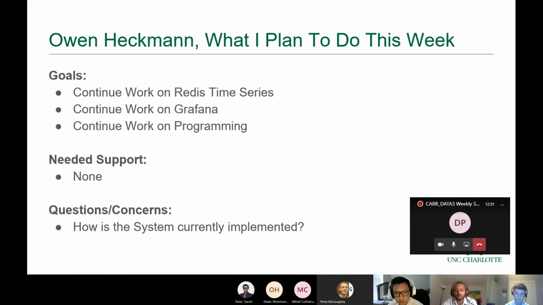Darsh, you want to answer that? How is Redis implemented in the current system? Is that what your question is? Yes, but it's a little bit more general than that. Okay. So how is the system currently implemented?